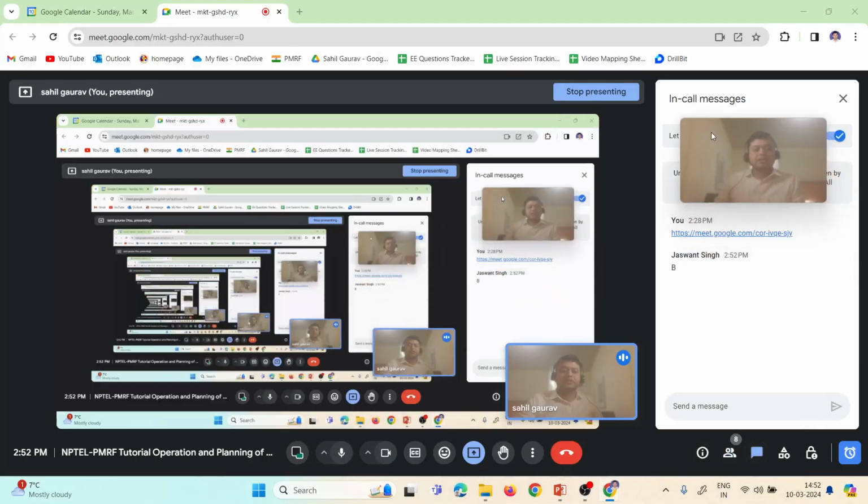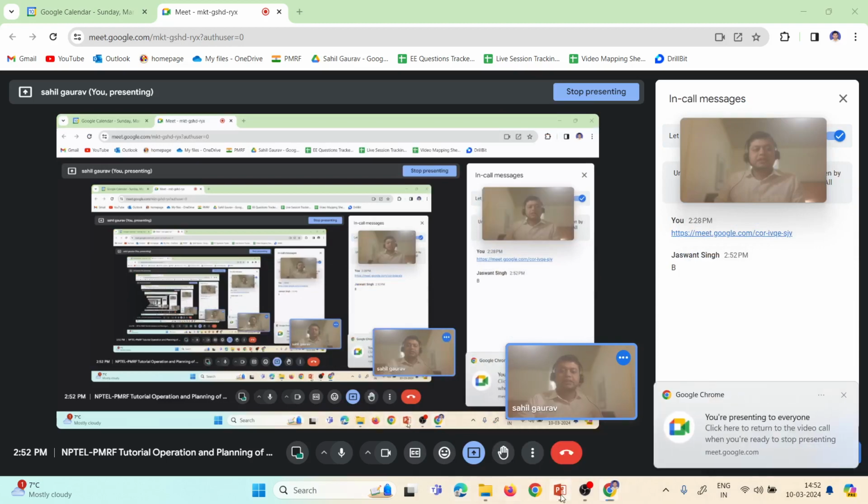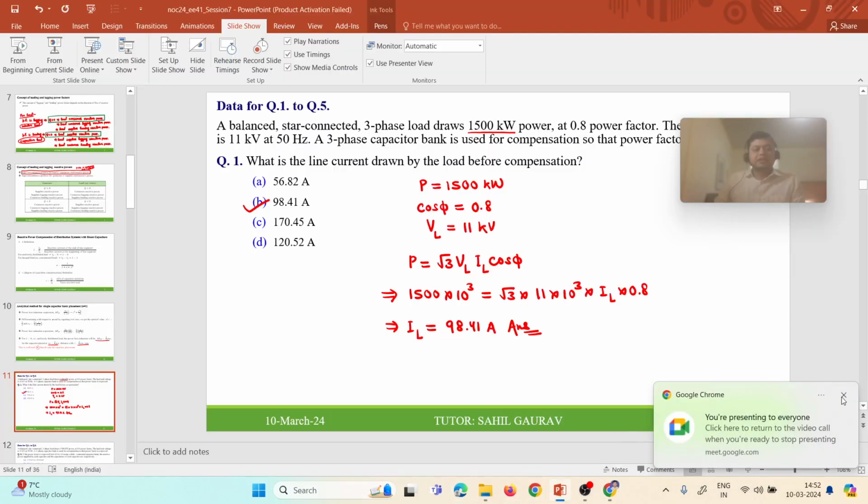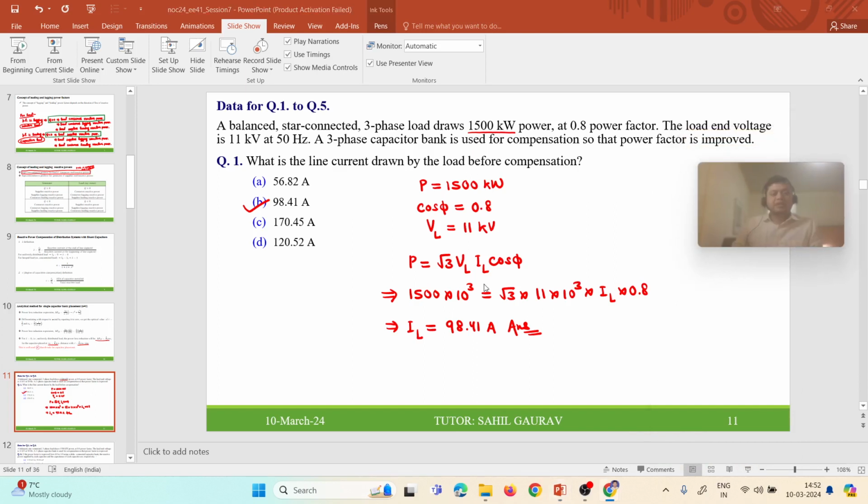Yes, just one thing, you are correct. Another one, please start to solve the problem. So just record this data. IL is equal to 98.41 ampere. We will use this data for the next problem.